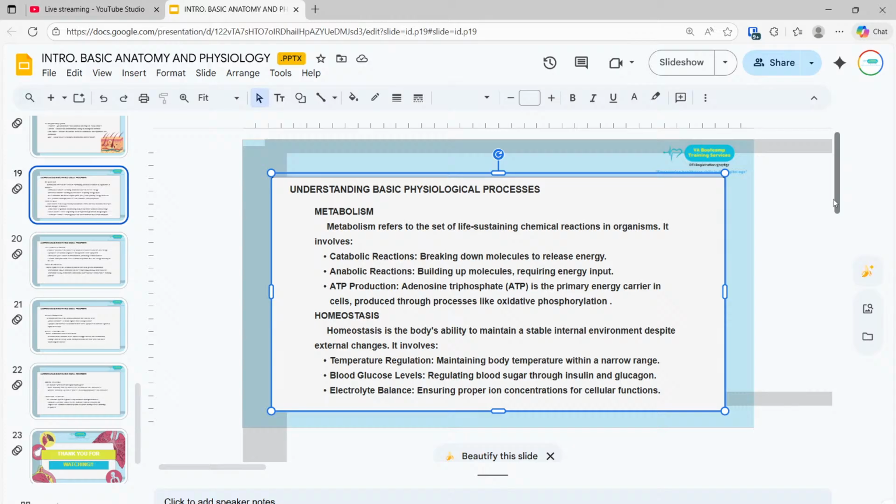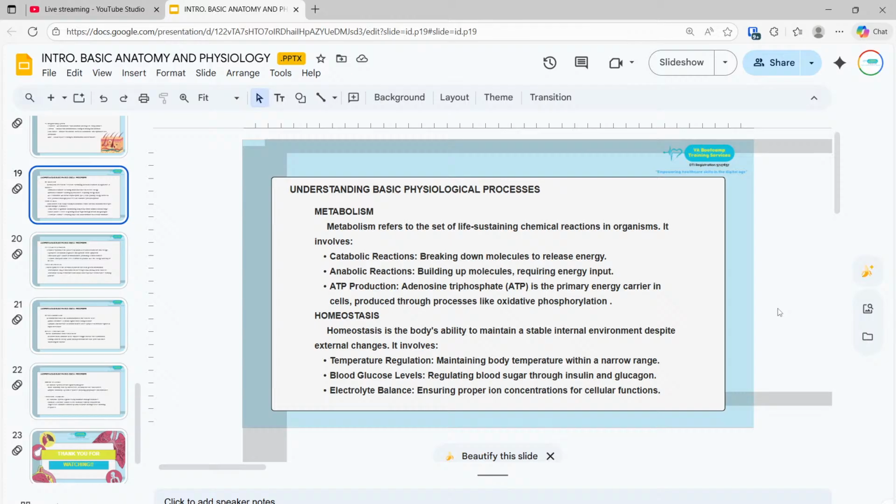It involves catabolic reactions, breaking down molecules to release energy. And then anabolic reactions, which means building up molecules requiring energy input. And then ATP production. This is adenosine triphosphate or ATP. It is the primary energy carrier in cells produced through processes like oxidative phosphorylation.